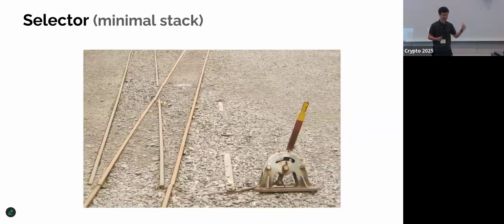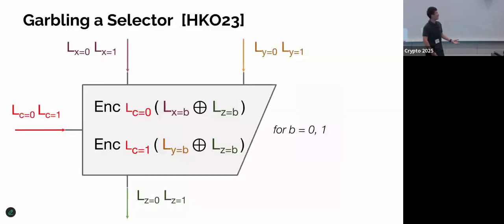Okay. So here's a selector in the real world, like a railway merge. So how do we garble a selector? As the previous work shows, we just need to encrypt the difference of the input and output wire labels with the labels of the control wire. So at runtime, if say C is 0, then the evaluator gets the label LC equals 0. It can decrypt the XOR of the label of LX and LZ, so it can get the corresponding label of YZ from YX. And similarly, if C is 1, it can get the label of Z from the label of Y.